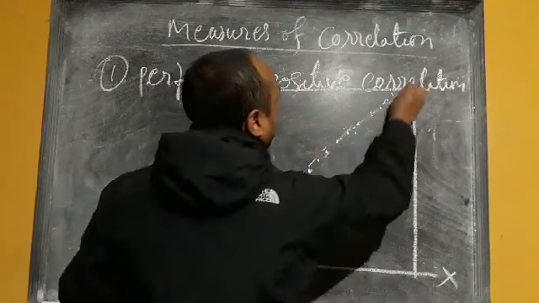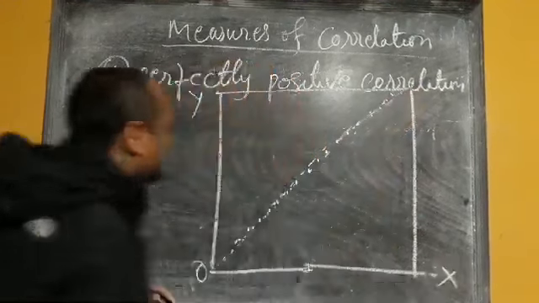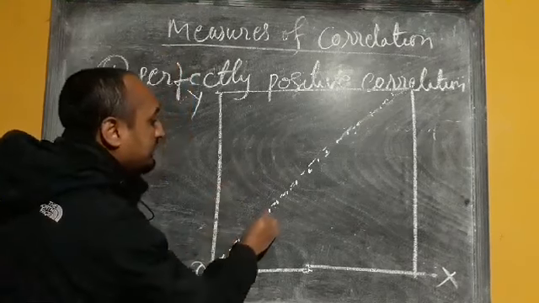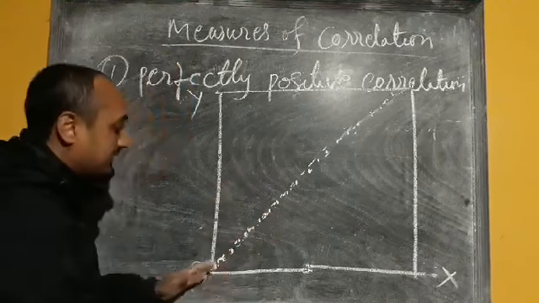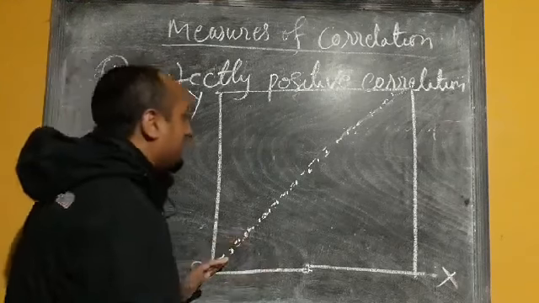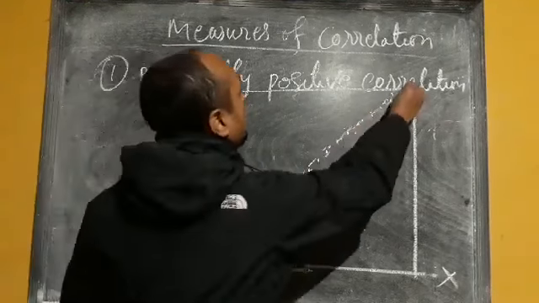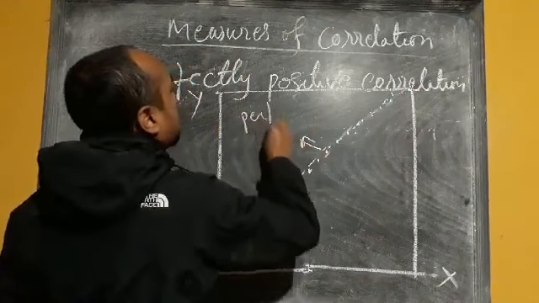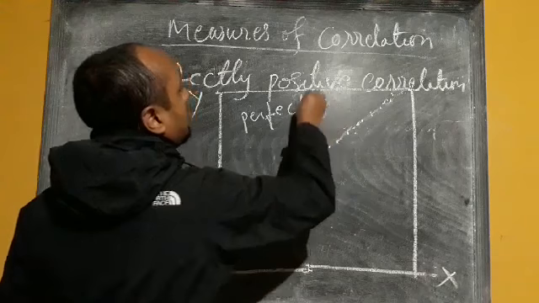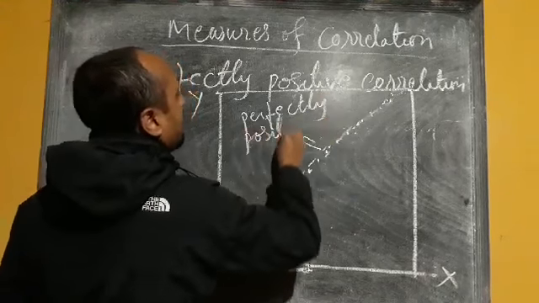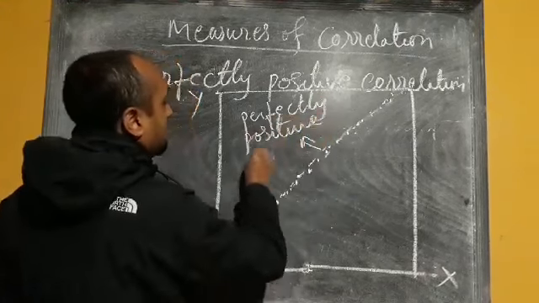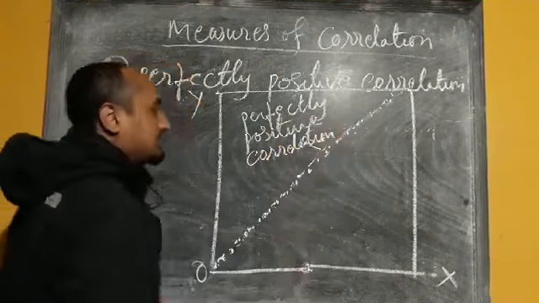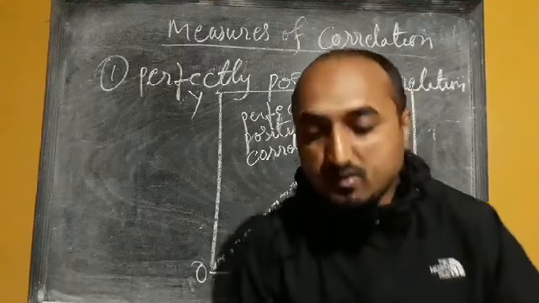Now here what we can see is that in this box the points start from the origin, the left corner, towards the right corner. So this is the case of perfectly positive correlation.